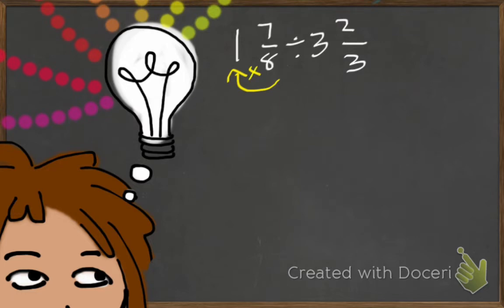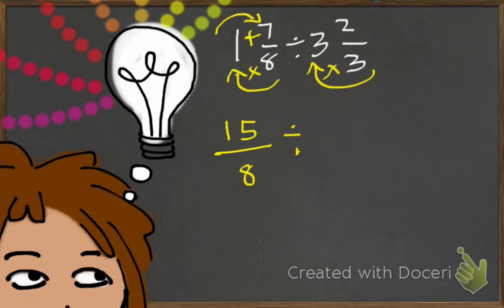So our denominator 8 times 1, then we will add to our numerator. So 8 times 1 equals 8, plus 7 equals 15. And simply copy our denominator, which is 8. Then divide. The same thing we will do here to our divisor. We multiply 3 times 3 plus 2. So 3 times 3 equals 9, plus 2 equals 11. And copy our denominator 3.